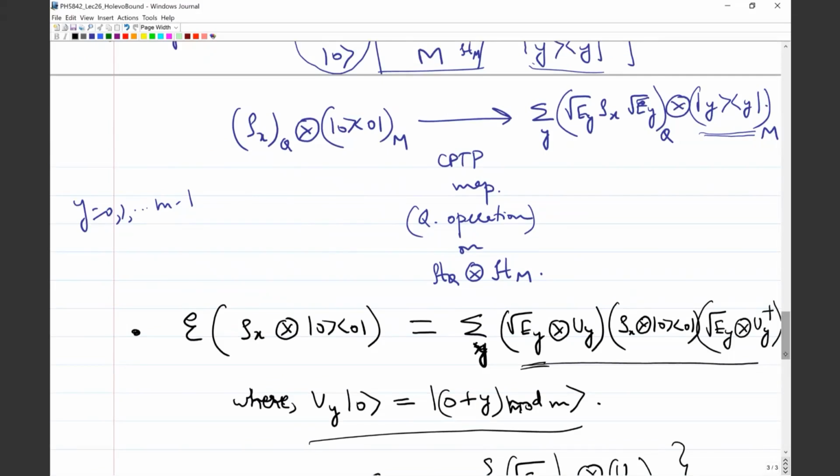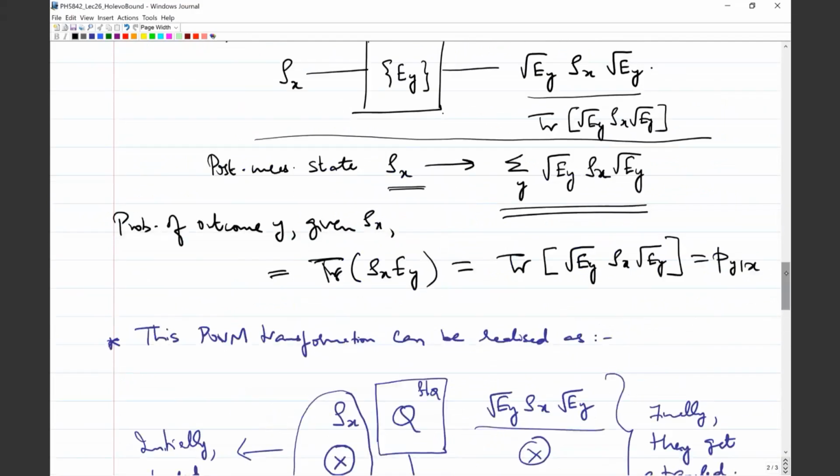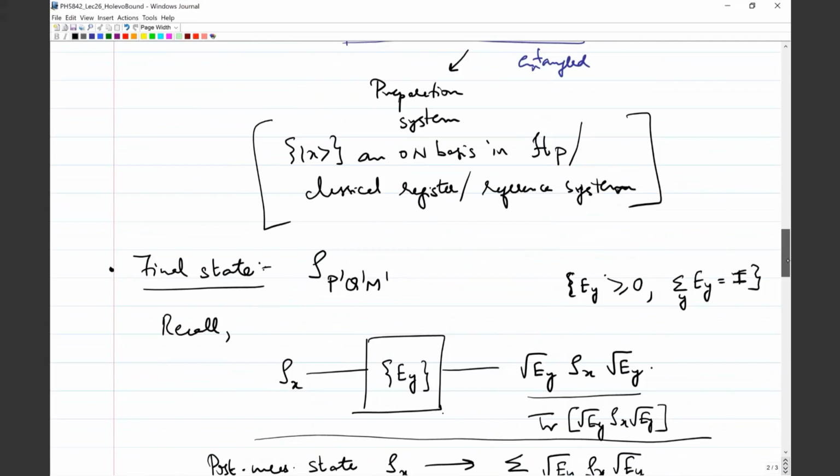Okay, so going back to where were we? So we were here at what is the final state, right? I still haven't written down this state. So what is this final state?